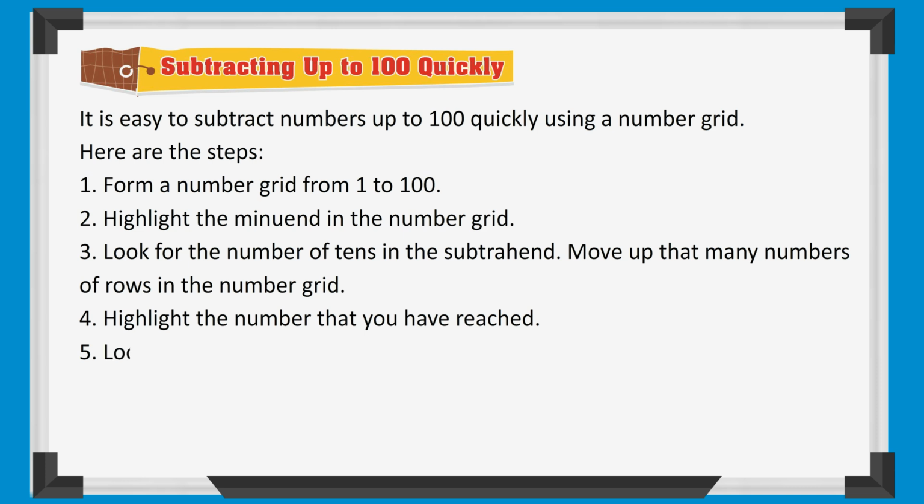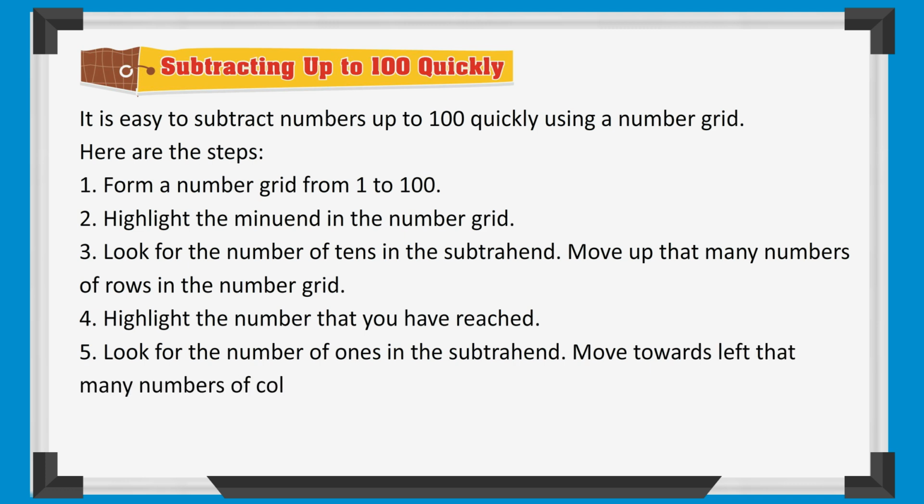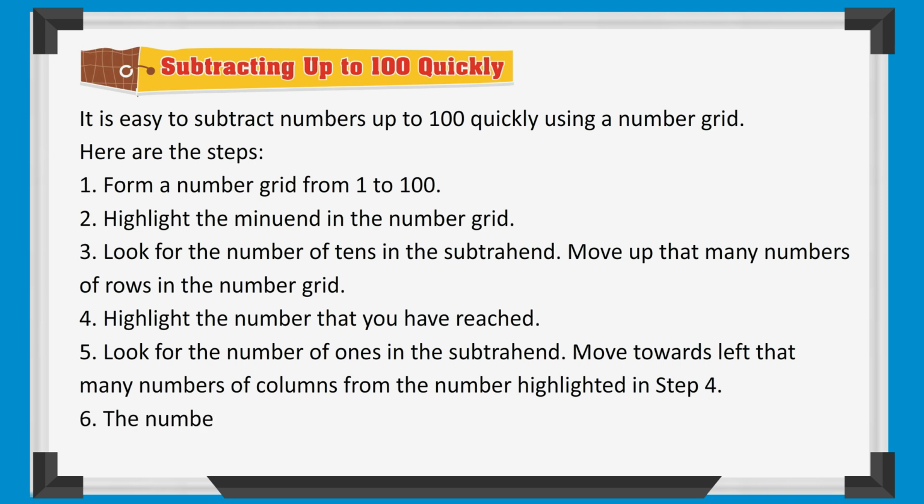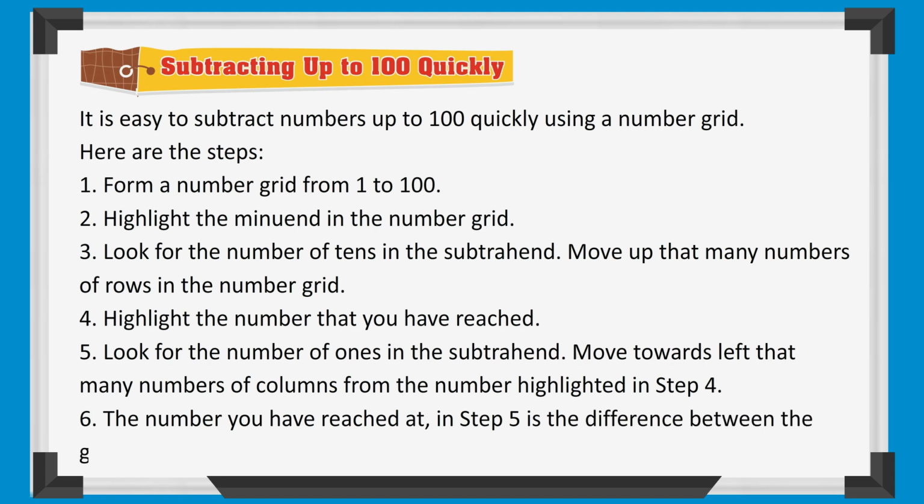5. Look for the number of ones in the subtrahend. Move towards left that many numbers of columns from the number highlighted in step 4. 6. The number you have reached at in step 5 is the difference between the given minuend and the subtrahend.